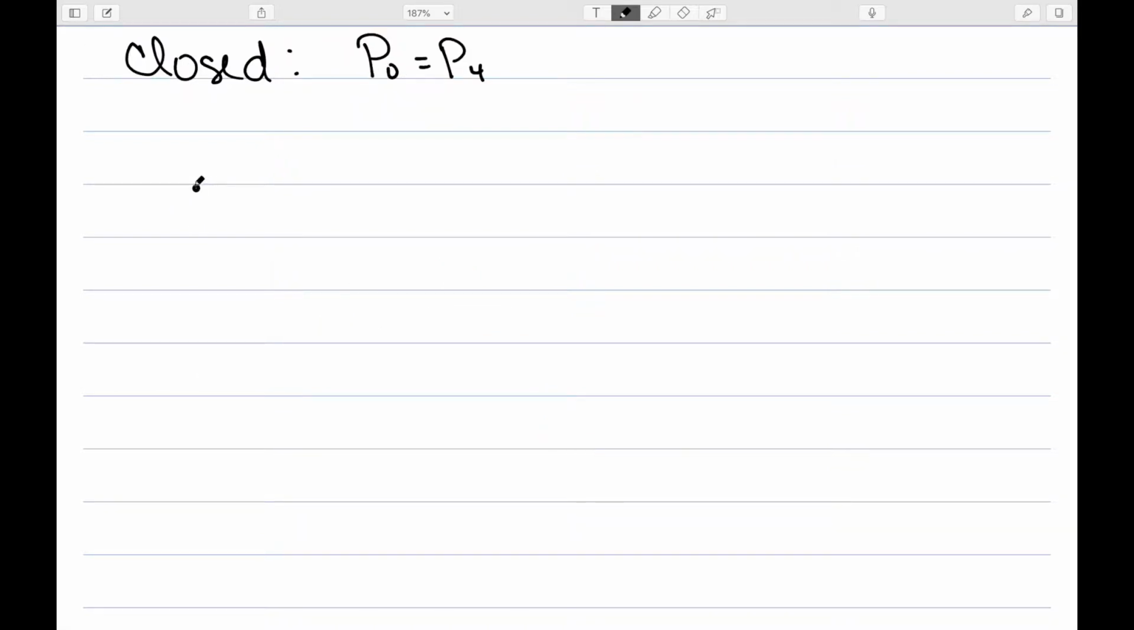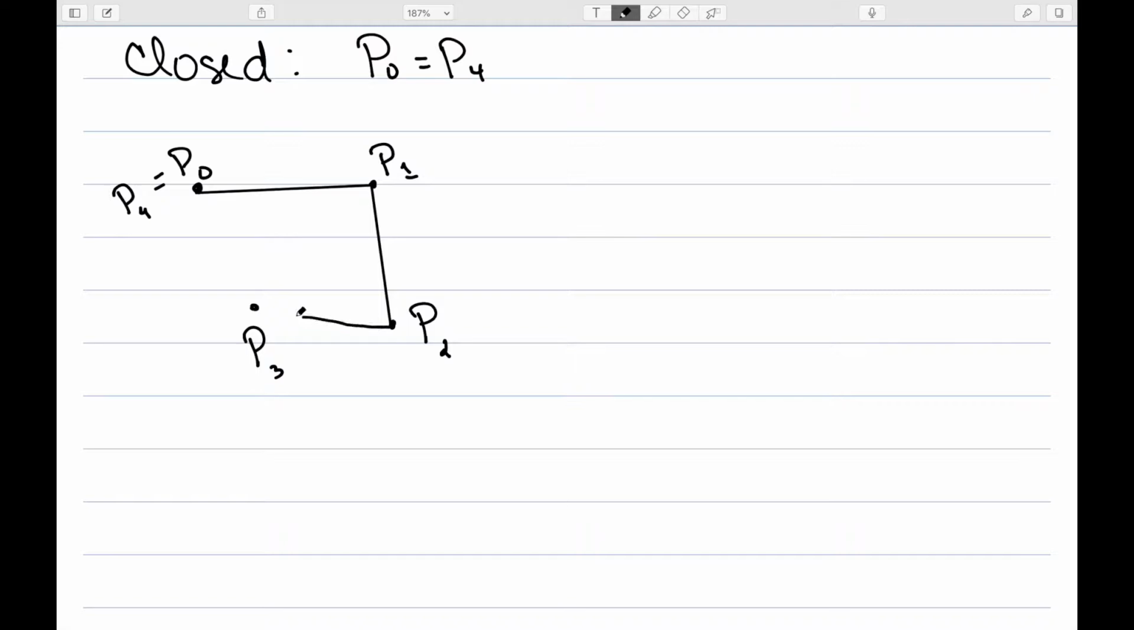We really want to consider closed polygonal paths of order 4. So in this case, P0 is equal to P4. So here I have my points P0, P1, P2, P3, and P4 will be the same as P0. So when I draw my segments, I go from 0 to 1, 1 to 2, 2 to 3, and then 3 to 4.